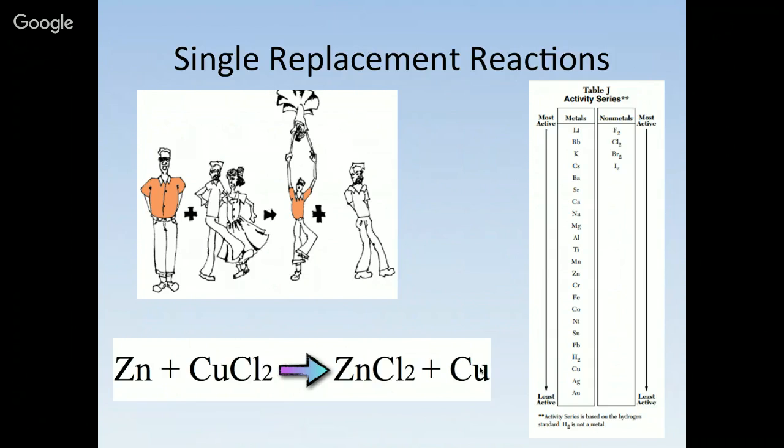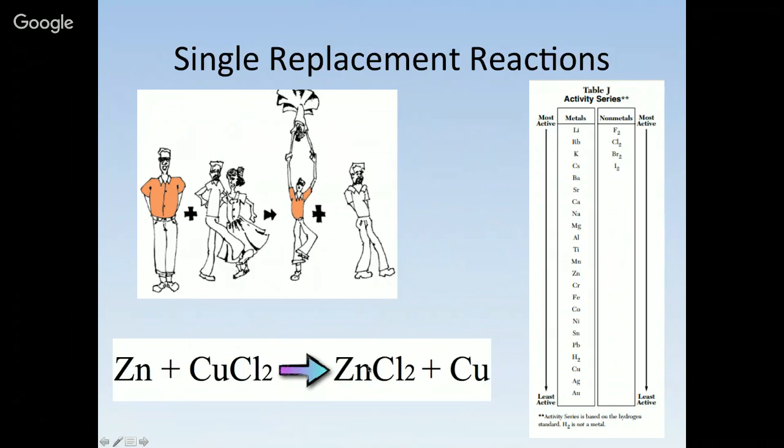Very similar to the dating situation, zinc is a more active metal than copper, and we can tell that by looking at Table J. If we look over here, we have copper down here, on the lower end of the active metals, and then we have zinc all the way up here. So zinc is more active than copper. When they come in contact with one another, zinc is going to replace copper in the compound. Copper ends up on its own, and we end up with a new compound, zinc(II) chloride.